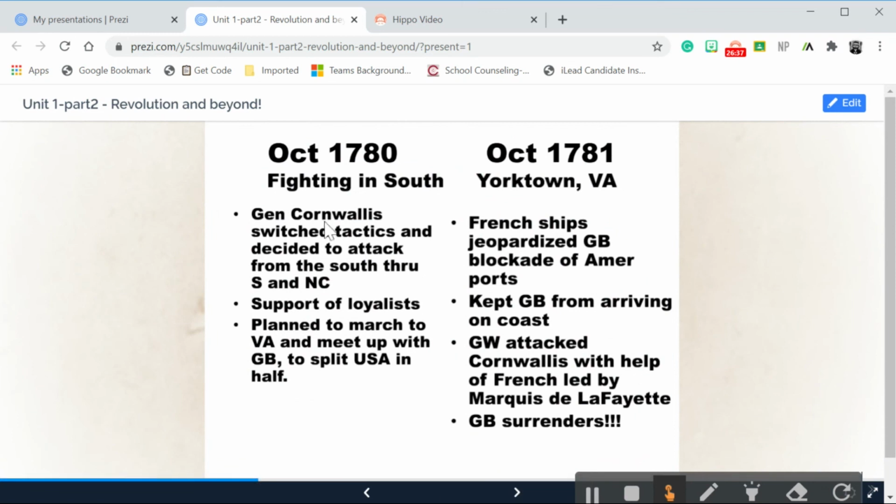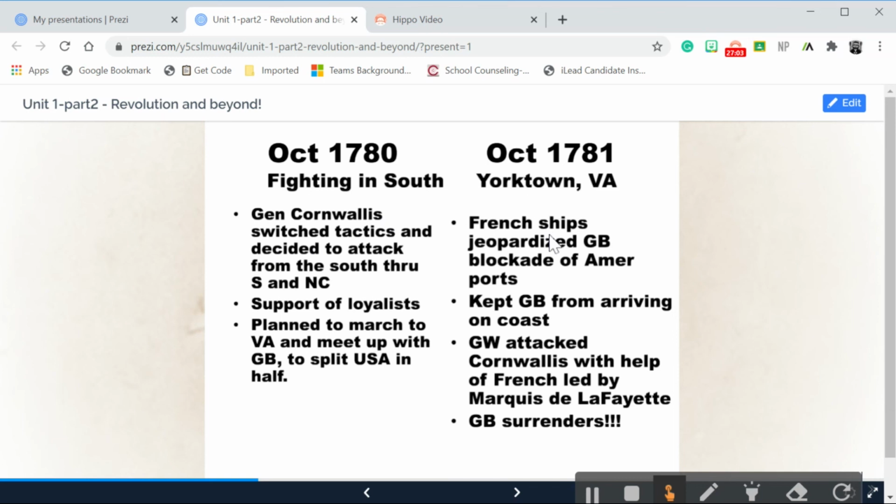Fighting in the South: General Cornwallis. General Cornwallis is depicted in the movie The Patriot. It's a pretty good movie, pretty accurate as far as these historical figures go. General Cornwallis switched tactics and decided to attack from the South through South and North Carolina, support loyalists, and planned to march to Virginia to meet up with Great Britain to split the United States in half.